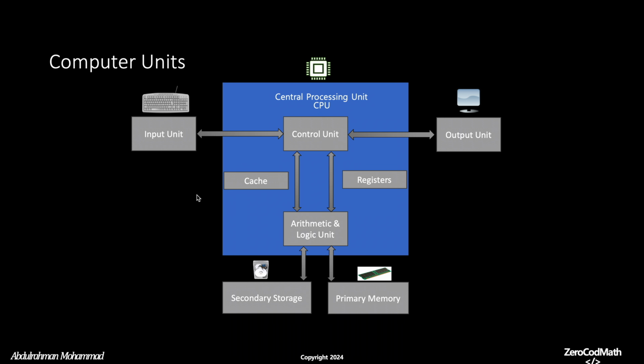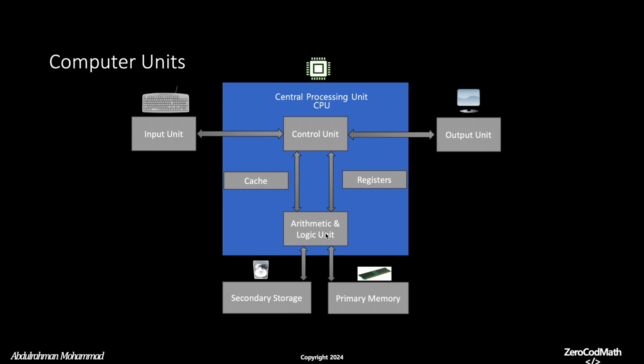We come back to our diagram. So input unit, it is like a keyboard. Output unit, like a monitor. Storage unit, like a hard drive. Primary memory, like a RAM. And control unit. Now we have the cache. Cache is a storage unit. It is faster than secondary storage and primary memory, while registers are faster than the cache memory.